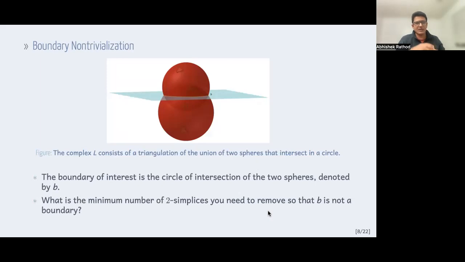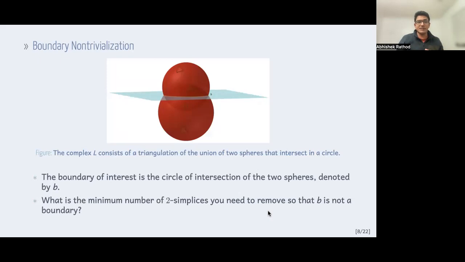So why is it a bounding cycle? Because you have two caps on the top and two caps on the bottom. And for each of these caps, B is a bounding cycle. So you need to remove simplices so that B is not a bounding cycle anymore. The minimum number of triangles, that are two-simplices, that you need to remove is, of course, 4. You need to remove one two-simplex from each of the caps, and then B is not a bounding cycle anymore.